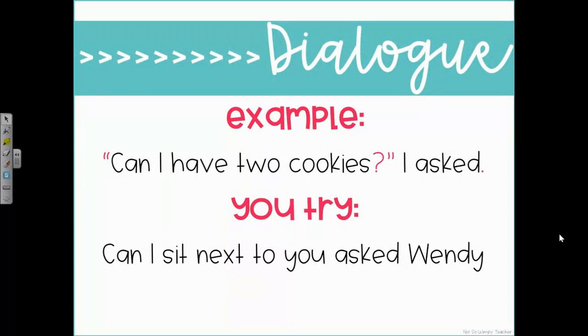Let's try it with this one. "Can I sit next to you?" asked Wendy. Well, Wendy is saying, can I sit next to you? So we need quotation marks before. We need a question mark because she's asking, can I sit next to you? We need to close the quotation marks. And what do we need at the very end? You got it, a period.